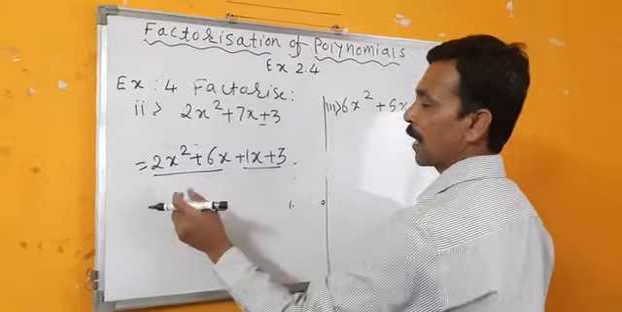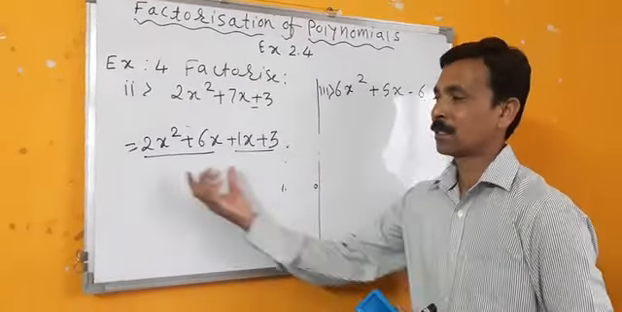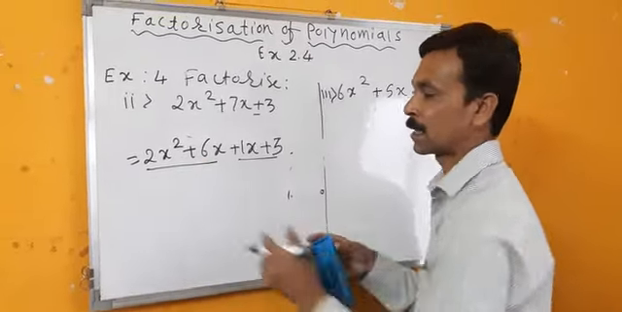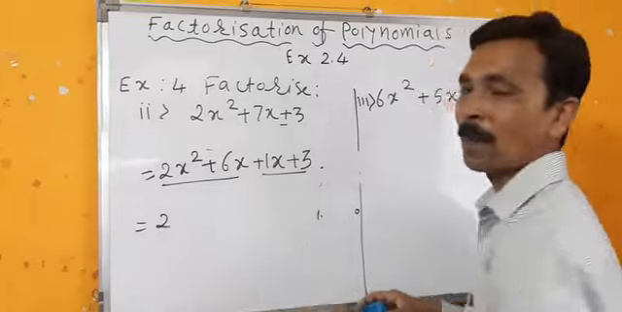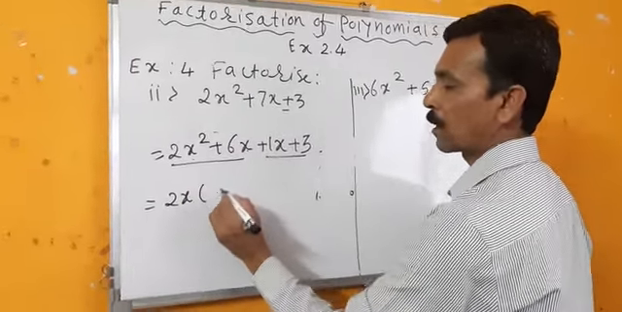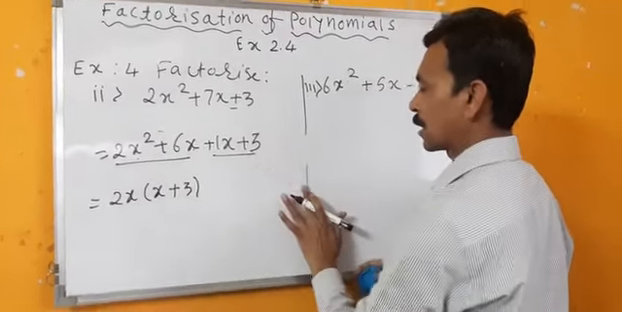And from the first bracket, see what is common. First bracket means first pair: 2 and 6. 2 is common from 2 and 6. From x square and x, x is common. What will come in the bracket? X plus 3.